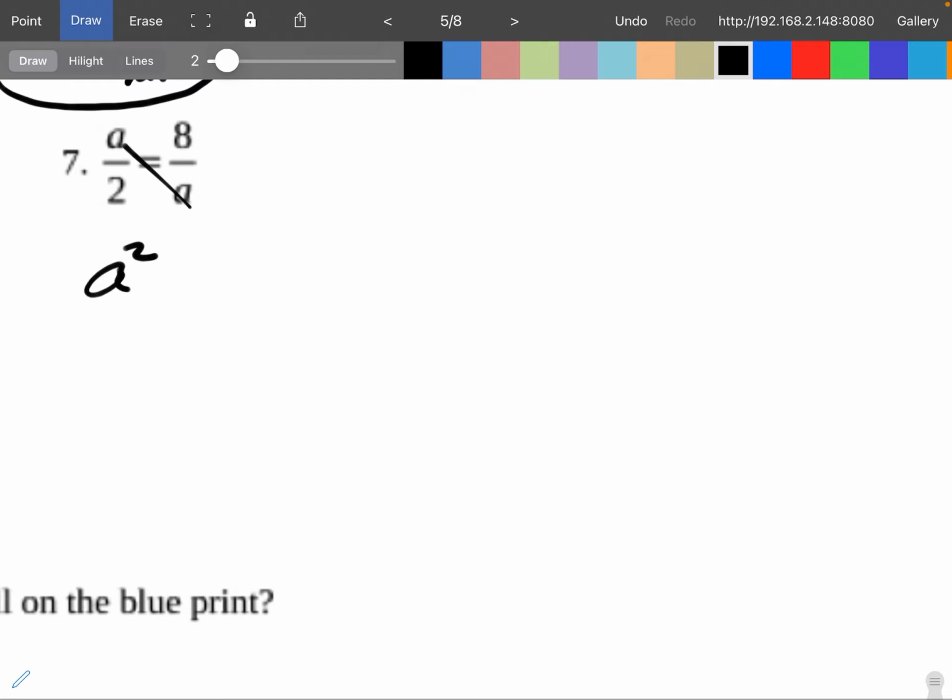A to the power... yeah, that would be a to the second power, right? A times a is a squared, or a to the second power. When you square something, that's the same thing as that thing times itself, right?